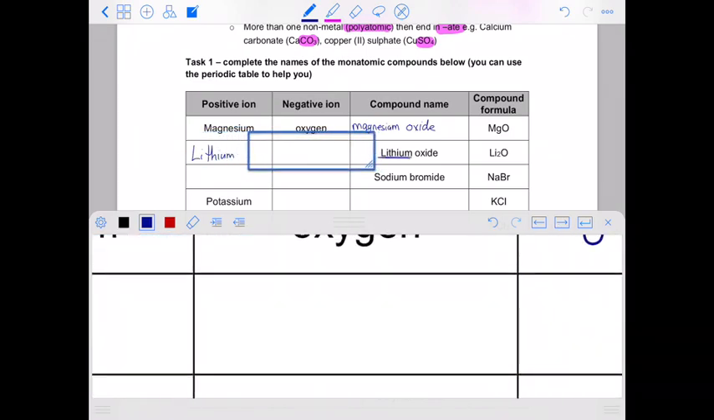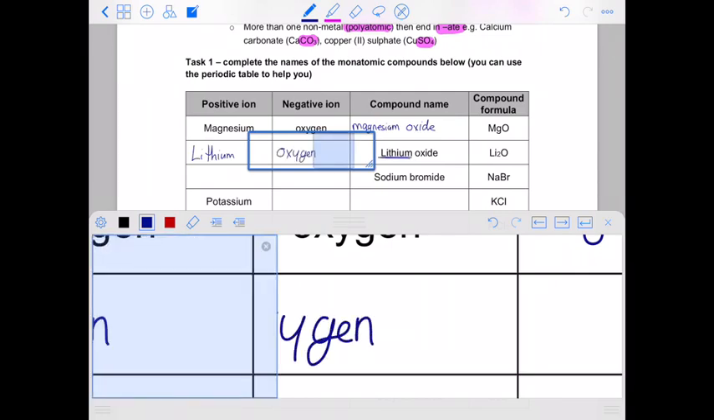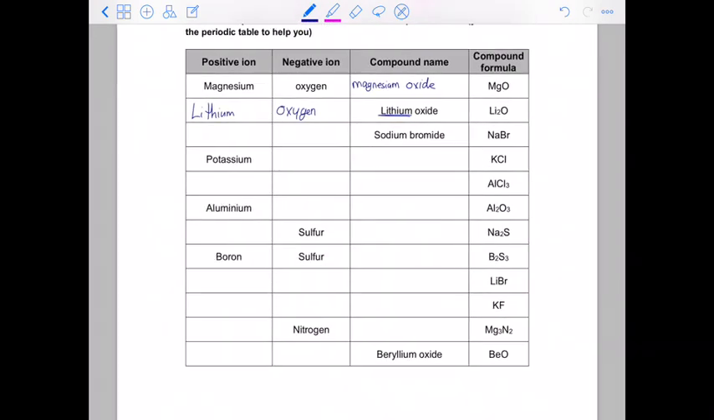It's oxide, which we know there's no element named oxide, but we've changed that ending and we know it's oxygen. So now what I'd like you to do is pause the video and give all the rest of these a try. Copy this table into your book if you need to, and then just write out all the rest of them and see how many of them you can get. We'll go over the answers in a minute once you've given it a go.